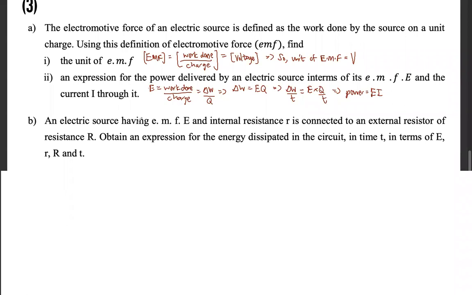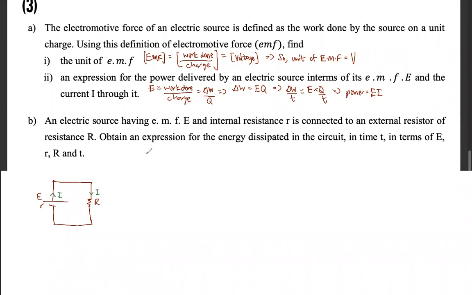An electric source having EMF E and internal resistance simple r is connected to an external resistance of capital R. Let's draw the circuit, a simple circuit. So this is E, r, and capital R. We know there's going to be a current flowing through the circuit. The same current generated by the battery will flow through the external resistor capital R as well. Obtain an expression for the energy dissipated in the circuit in terms of E, r, capital R and simple t.